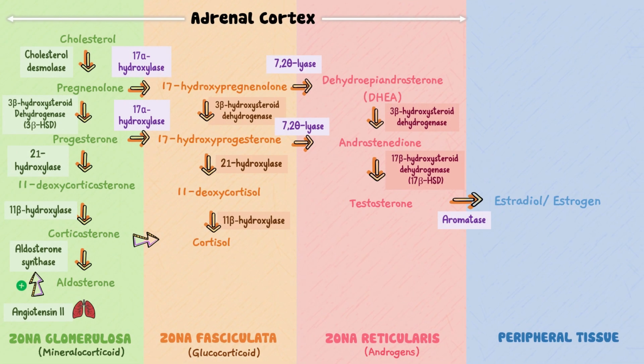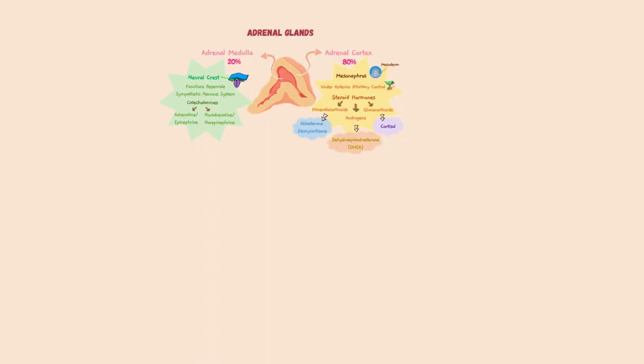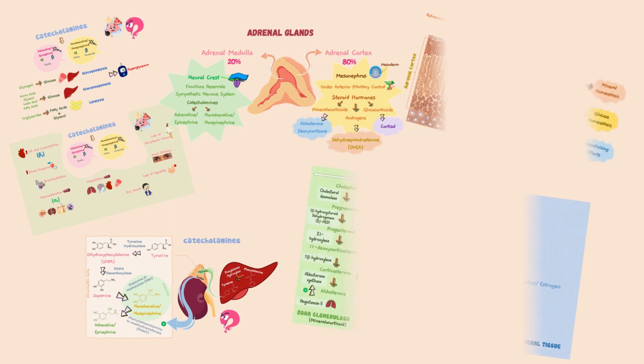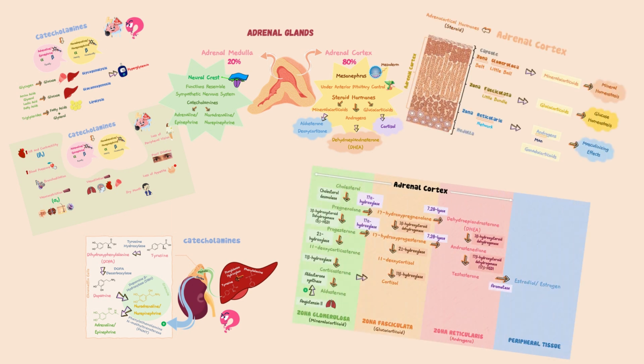So, that was an introduction of adrenal gland, where we covered the two parts of adrenal glands, adrenal medulla and adrenal cortex. Also, we talked about the catecholamines secreted by adrenal medulla and steroid hormones secreted by the adrenal cortex.